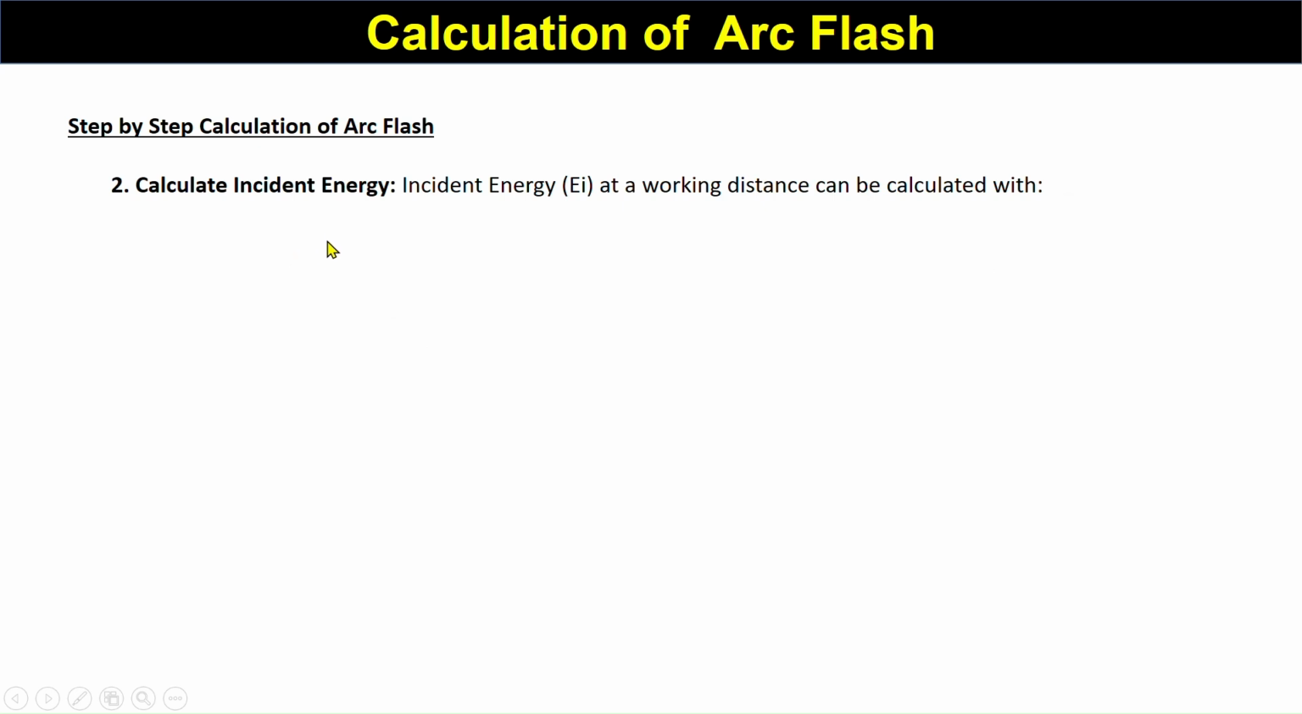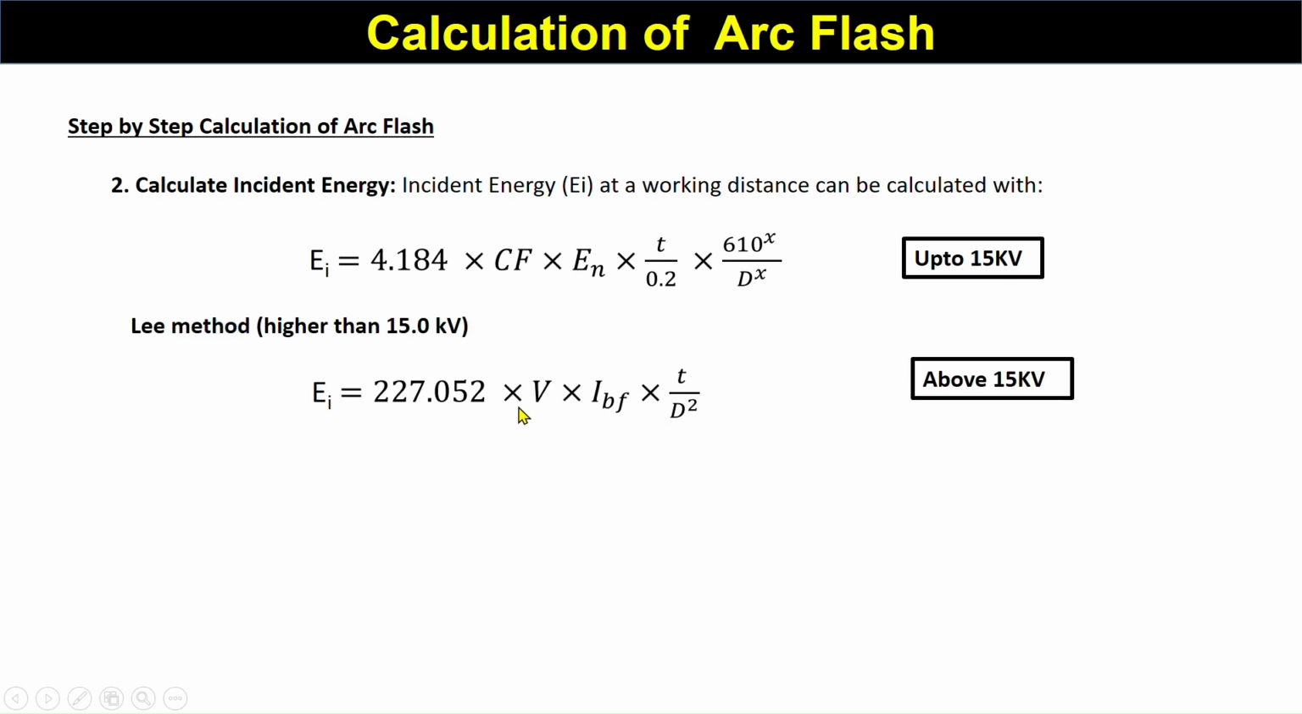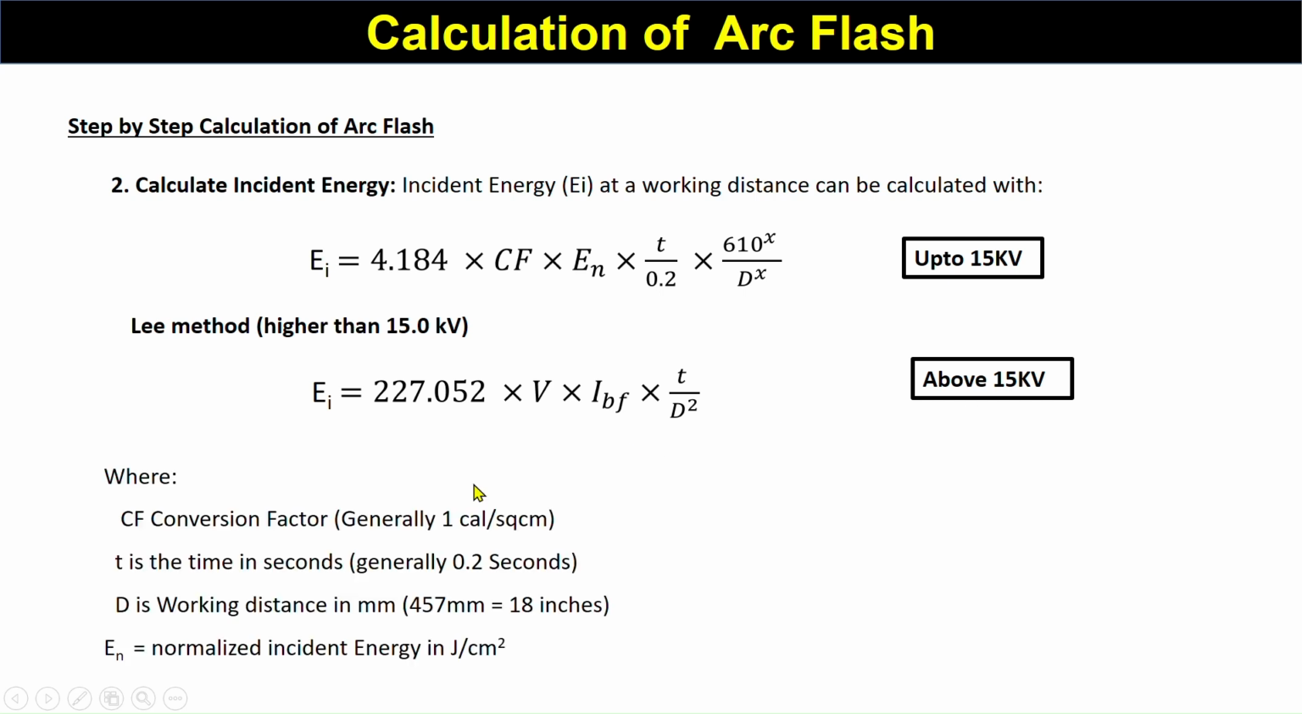Calculating incident energy. Incident energy at a working distance can be calculated with this formula. This is the formula for calculating the incident energy up to 15 kilovolt, and for the Lee method, this is used for higher than 15 kilovolt. In the incident energy formula, CF is the conversion factor, generally 1 calorie per centimeter square, and T is the time in seconds, generally taken as 0.2 seconds. D is the working distance in mm, and En is the normalized incident energy in joules per centimeter square.